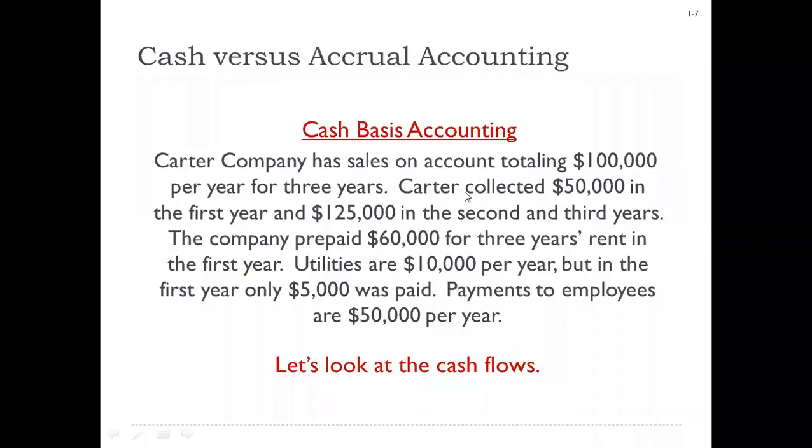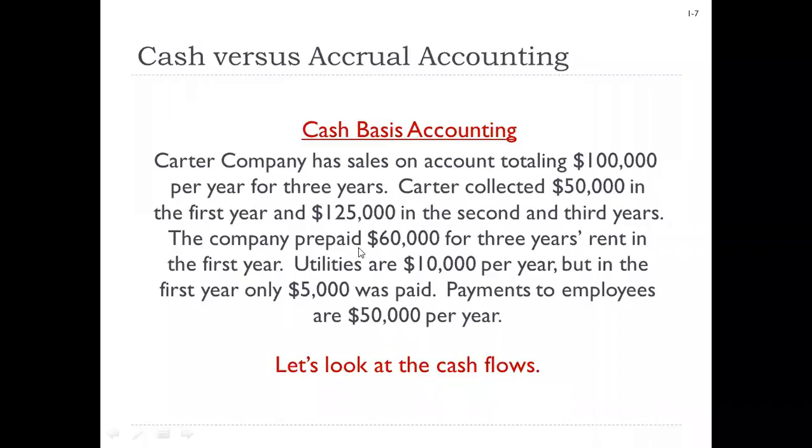Okay, so they collected $50,000 the first year, $125,000 the second year, and $125,000 the third year. Notice that total adds up to $300,000, so $100,000 a year for 3 years. So that's when they actually made the sale every year of $100,000 each, but the cash was collected $50,000 the first year, $125,000 the second year, $125,000 the third year.